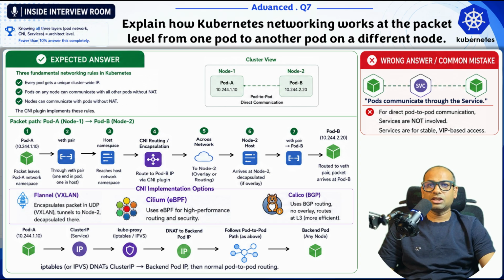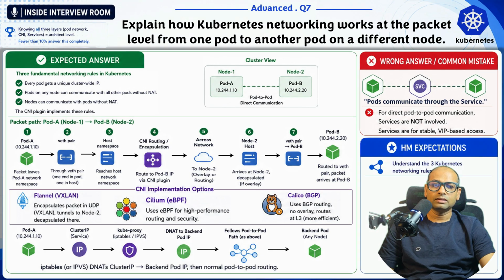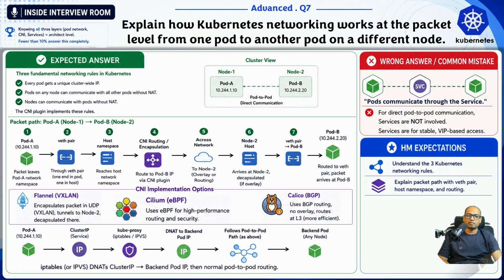Services exist for stable VIP-based access, a fixed front door to a changing set of pods. But pod to pod is direct. If you can explain all three layers, the pod network, the CNI, and the service DNAT, you are answering at an architecture level, which is what hiring managers expect.